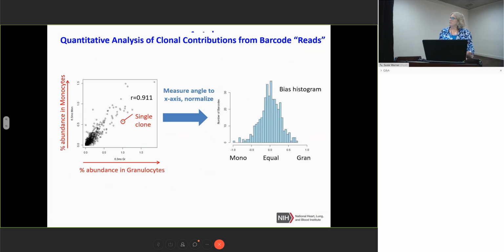The kind of things you're looking at is the abundance of individual barcodes or clones contributing to, say, granulocytes and monocytes, and we find that you always have very similar read fractions or quantitative contributions in these two lineages, which from many other approaches are known to be very closely related in terms of precursor cells. We can also look at bias histograms to ask, if you just count individual clones, not caring how big they are, do they always contribute more or less equally, or do you have highly biased populations?